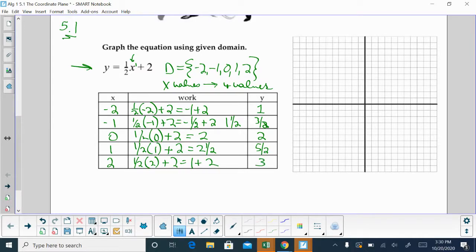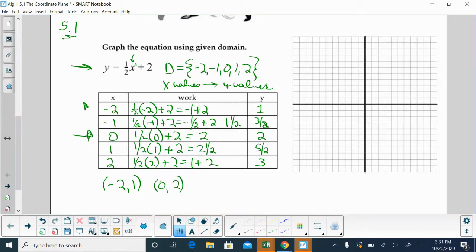To graph a linear equation, we only have to have 2 points. So I'm going to take this first one up here. When x is -2, y is 1. And we'll just take this one here too. This is nice and easy. I have 5 different points I can use, but we'll just use these two. When x is 0, y is 2.